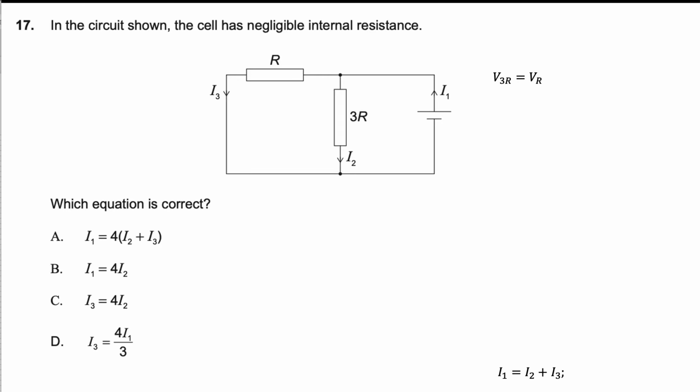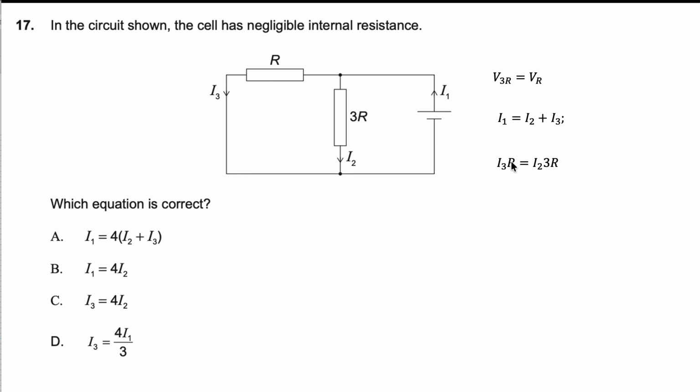The other thing we're going to acknowledge is that the currents add up. I1 equals I2 plus I3, and that is going to be super important for the rest of this part of the question. Let's work with this. Let's firstly determine the potential difference. Well, potential difference is given by Ohm's law, V equals IR.